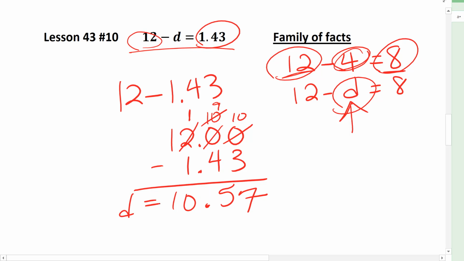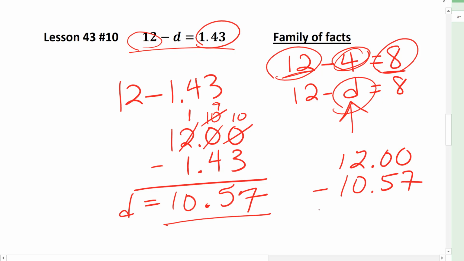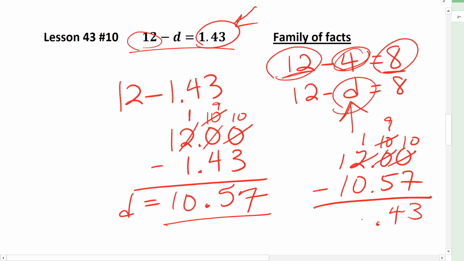Let's make sure it really is 10.57 by checking it in the problem. Put this number where the d is and see if it actually works. So 12.00 minus d, which we just said is 10.57. Let's make sure we get 1.43 for that. So borrow from this, make that a 10, then borrow from that, make that a 10. 10 minus 7 is 3, 9 minus 5 is 4, bring down your decimal, 11 minus 10 is 1.